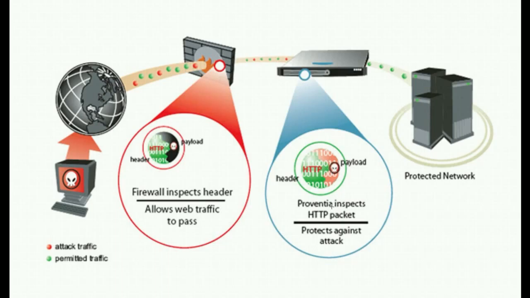The IPS does the same thing that the firewall does, but takes an extra step of opening these packets and seeing what they have in them. So as you can see, the red dot that stands for attack traffic could not make it to the protected network, but the green one does. So this is how IPS operates on the network.